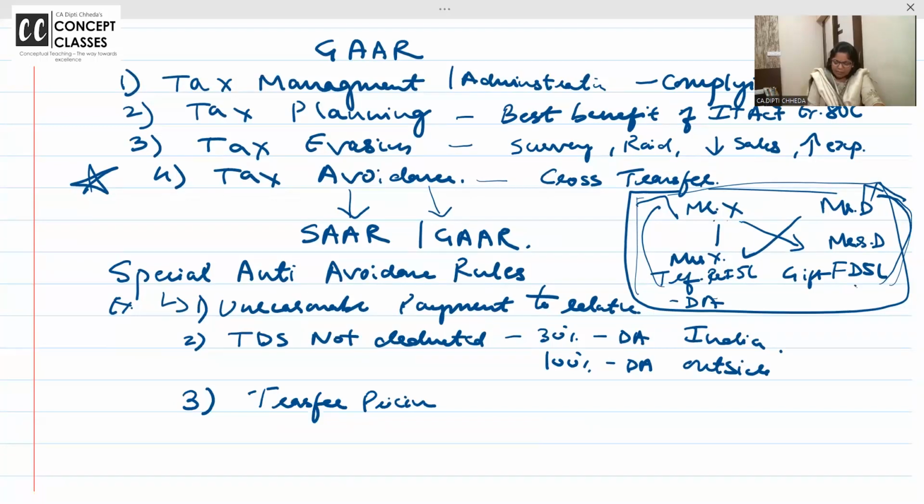Ma'am, transfer pricing पूरा chapter SAR है क्या? बिल्कुल. What is transfer pricing? You are doing transaction with your sister concern, associate enterprise. Then do it at arm's length. Others को आप 130 में सेल कर रहे हैं, sister concern को 80 में कर रहे हैं, नहीं उसको भी 130 करो. So these are special anti-avoidance rules which are again and again trying to put you in the boundaries of law.